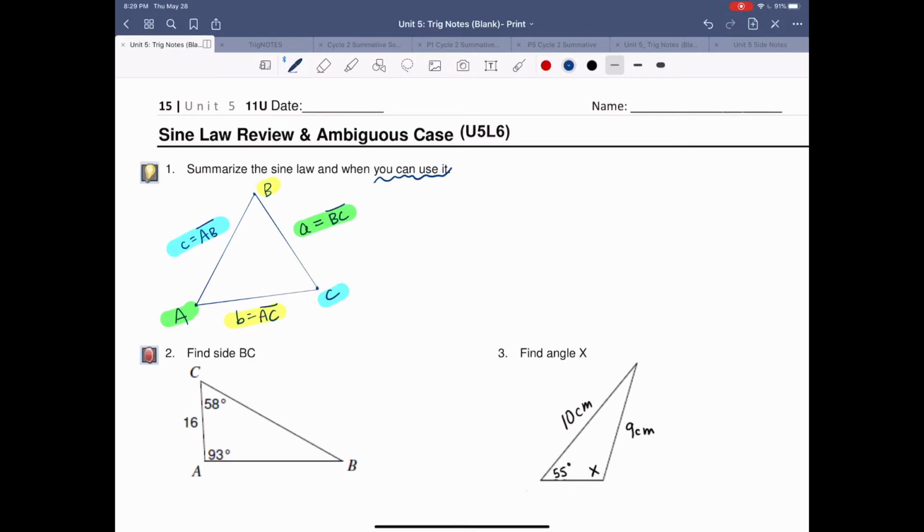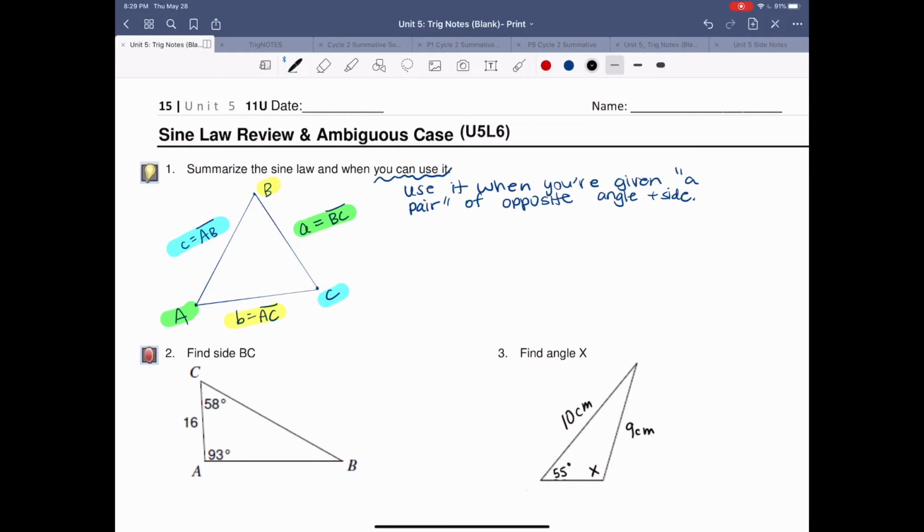So it says when you're going to use it is when you're given a pair of opposite angle to the side. So let's say you have this angle B and you have this side B. And let's say you are missing this part. But then you must have this side. So that's kind of how it works. So I'll write that down.